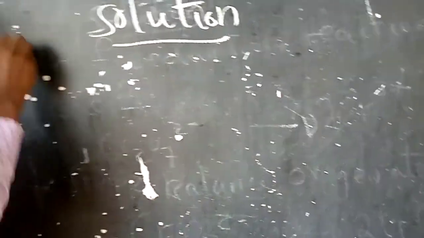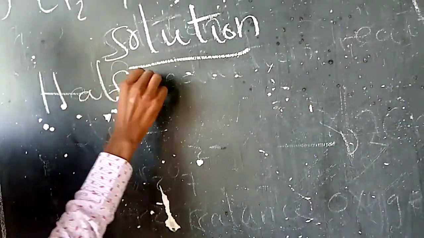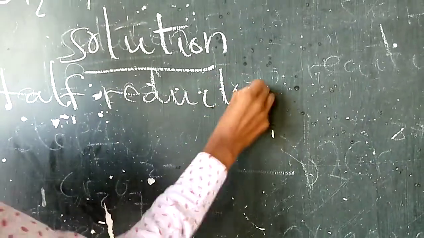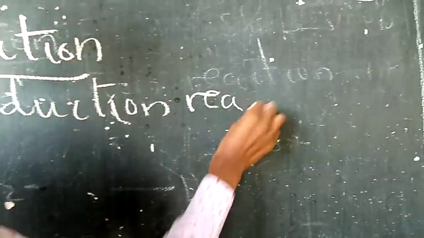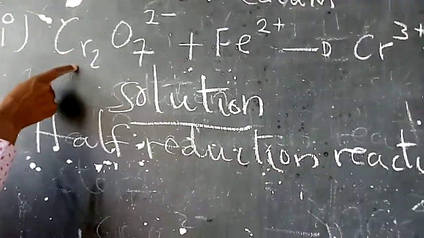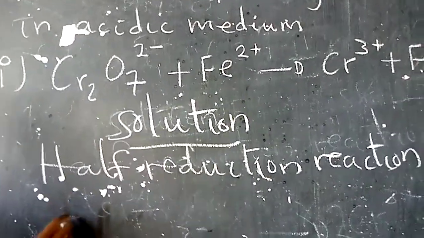So to balance, we have to start with the half reduction reaction. Half reduction reaction. Very simple. Our half reduction reaction is the chromium here. So it will be step 1.